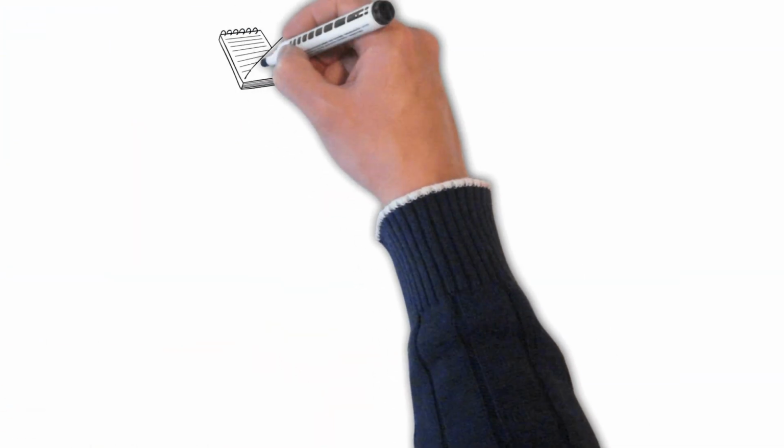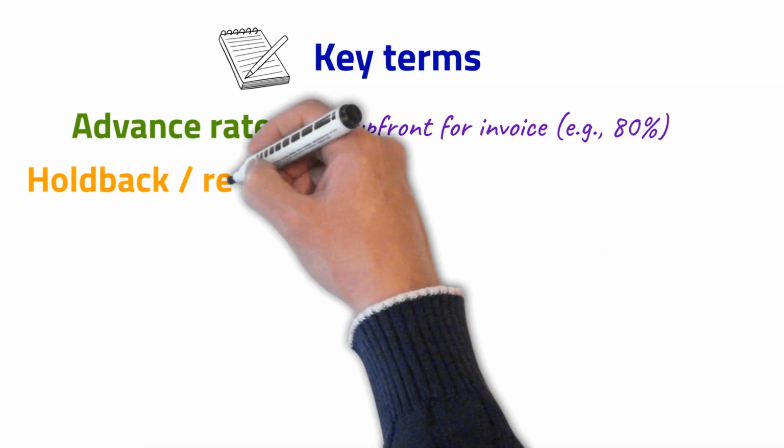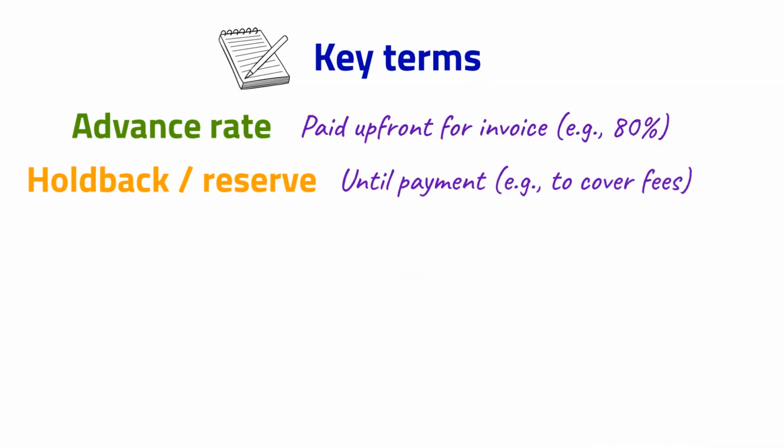And before we dive into accounting, a few key terms to unlock the topic. The first one is advance rate. This is the percent of the invoice that the factor pays upfront, for example 80%. Holdback or reserve: the part the factor keeps until the customer pays, used to cover disputes and fees.